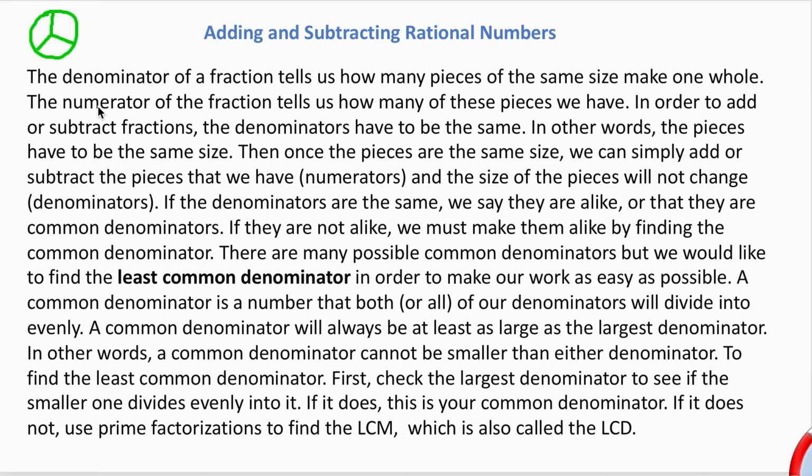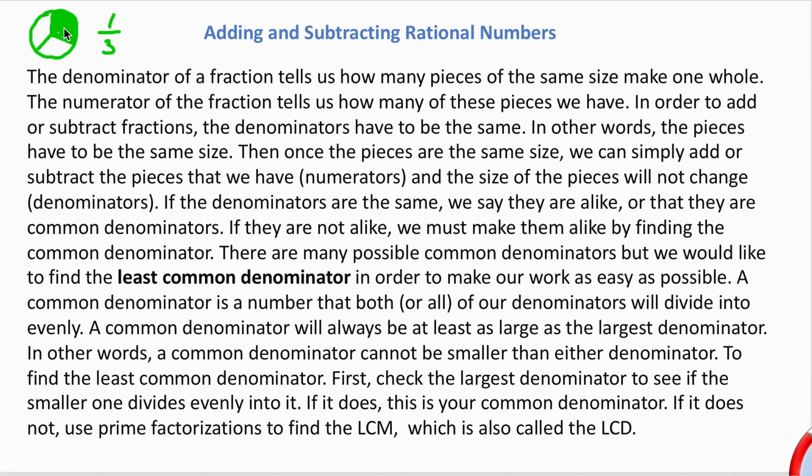Okay. The numerator of the fraction tells us how many of these pieces we're talking about. So if I'm talking about how many of the pieces are shaded, the numerator would be 1. If I'm talking about how many pieces are not shaded, the numerator would be 2, right? So 1 out of the 3 pieces is shaded. So this is my fraction 1/3.